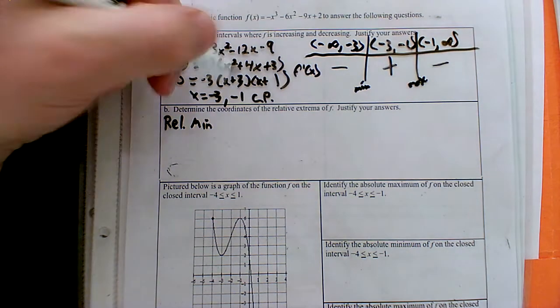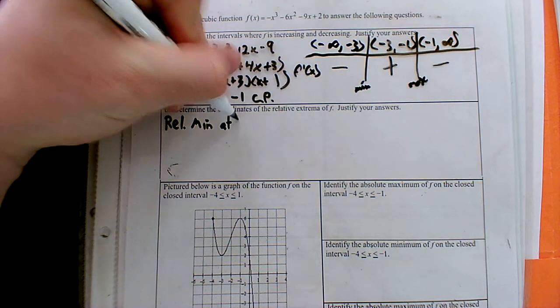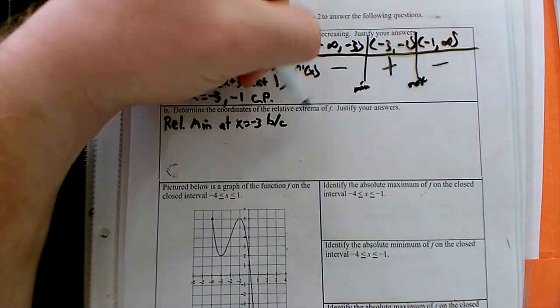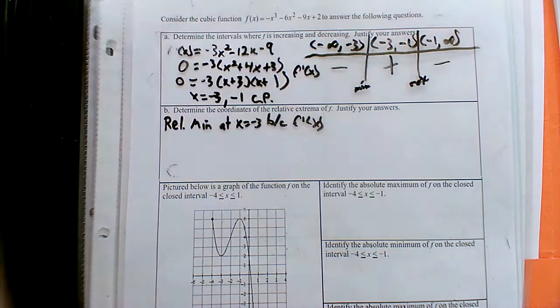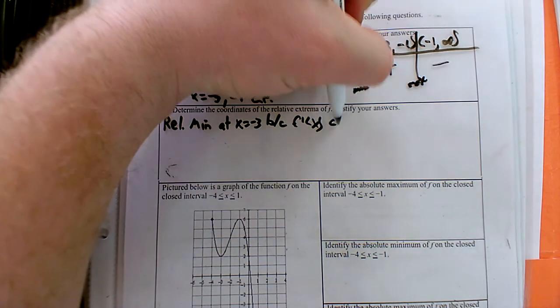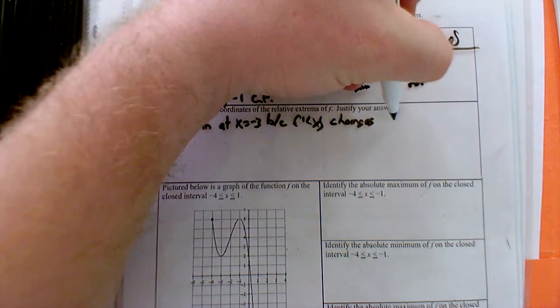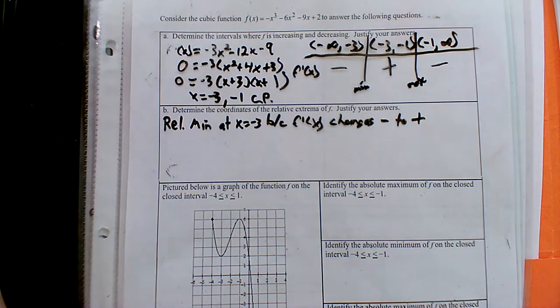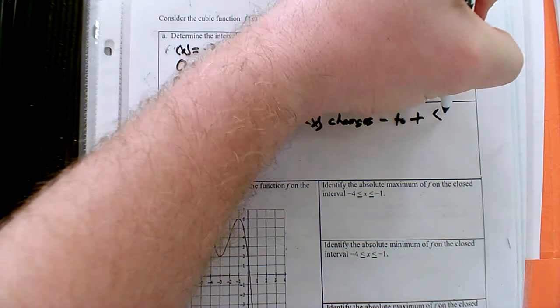Braden? F of x has a relative min at x equals -3 because f prime of x changes from negative to positive. Exactly. Relative min at x equals -3 because f prime of x changes from negative to positive. And if you wanted to state your actual coordinate, it is (-3, 2).